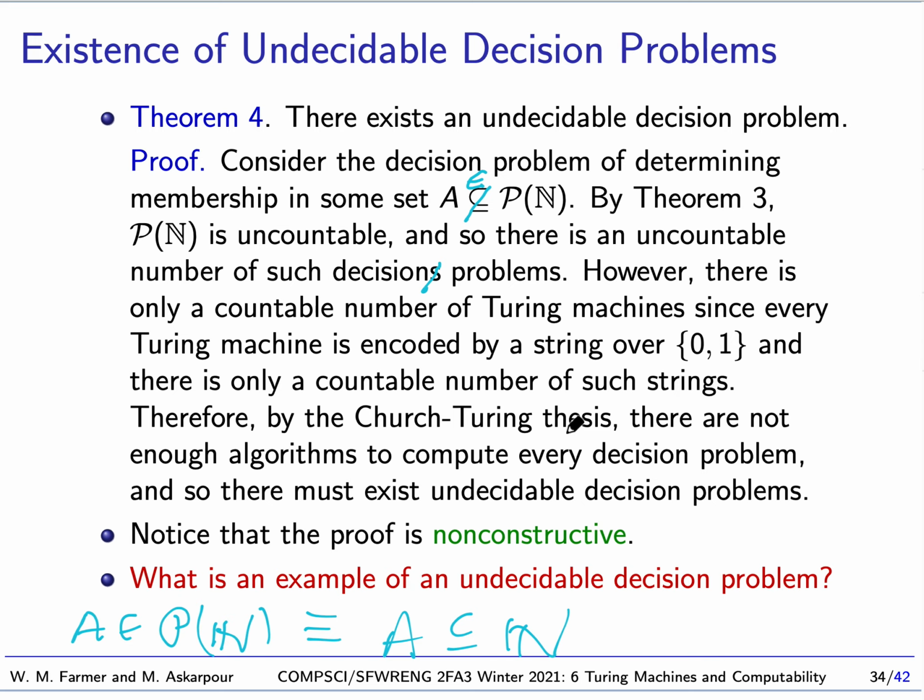So this theorem shows that there are undecidable decision problems, but it's non-constructive. We didn't construct a decision problem that's undecidable. We just showed there must be. And so the big question is, what is an example of an undecidable decision problem? This is what we will be talking about next time.